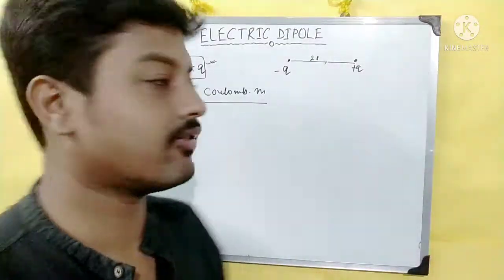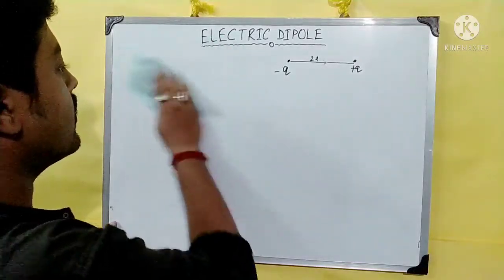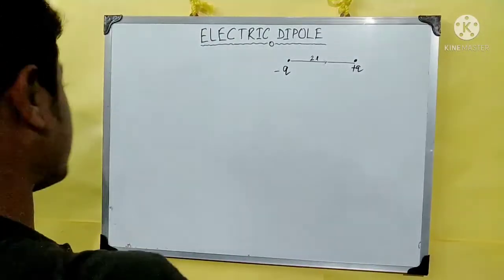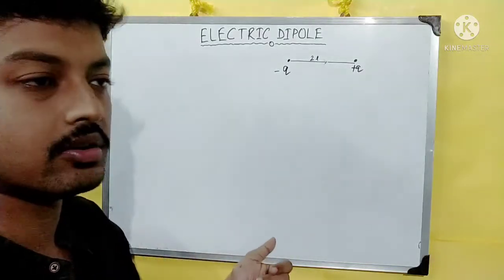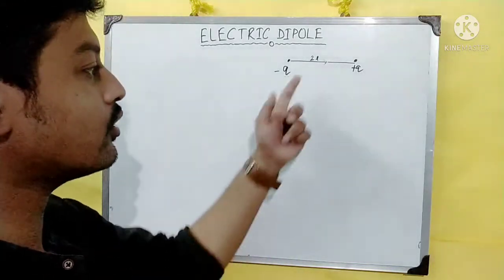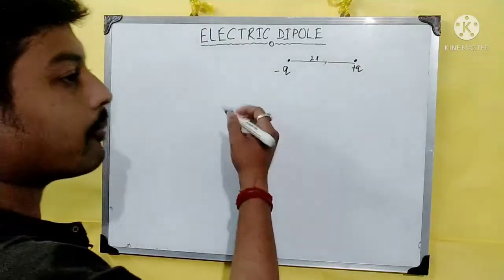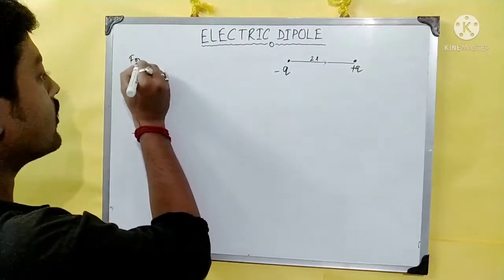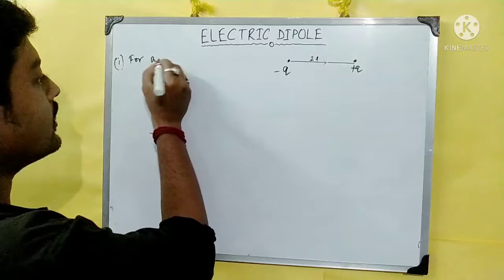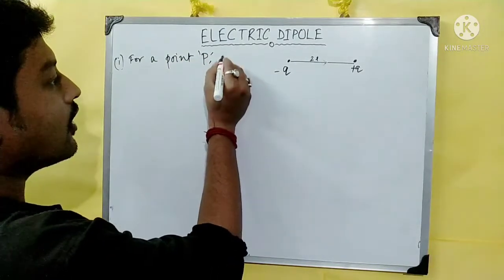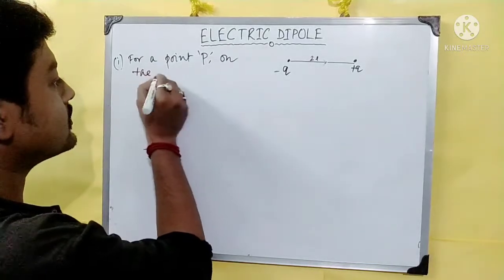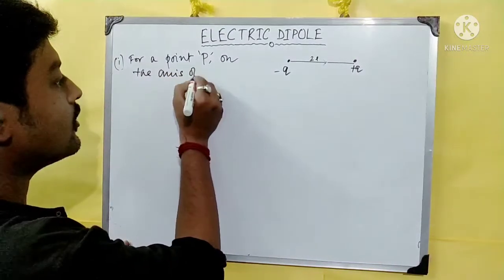We have to now consider the first case, which is to calculate the electric field intensity due to this dipole. Electric field intensity due to this dipole for the first case is for a point P on the axis of the dipole.